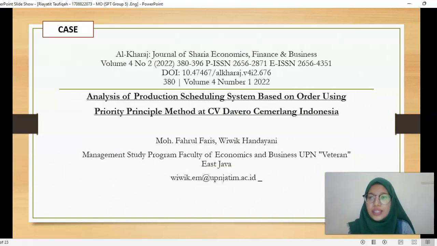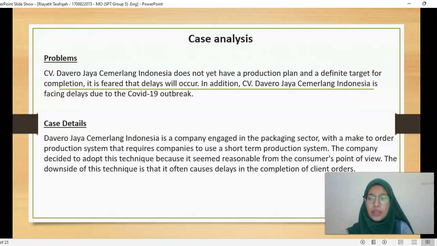So we move to the case of SPT, and the first case is taken from the Journal of Sharia Economics, Finance and Business, with the title Analysis of Production Scheduling System Based on Order Using Priority Principle Method at CV Davero Cemerlang, Indonesia. The problem of this analysis is that the company doesn't yet have a production plan and a definite target for completion, and it's feared that delays will occur. In addition, CV Davero Jaya Cemerlang Indonesia is facing delays due to the COVID-19 outbreak.